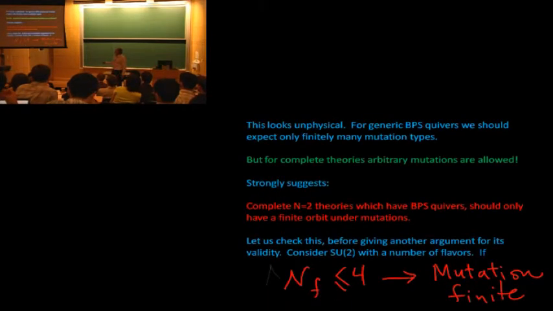you could be motivated to restrict it. So for a generic BPS quiver, we should expect only finitely many mutations. Otherwise, we'll get these bizarre growing numbers, which look very unphysical. But since for our complete theories, arbitrary mutations are allowed, this strongly suggests this conjecture that complete N equals 2 theories, which have BPS quivers, should only have a finite orbit under mutations. That if you do mutations, you cannot get infinitely many diverse quivers. You should come back to yourself after a finite number of steps. There's another argument to motivate this conjecture, which I will talk about later.